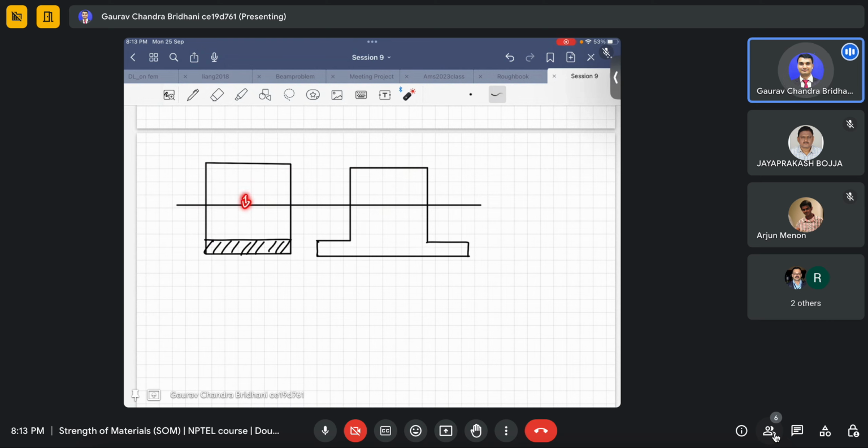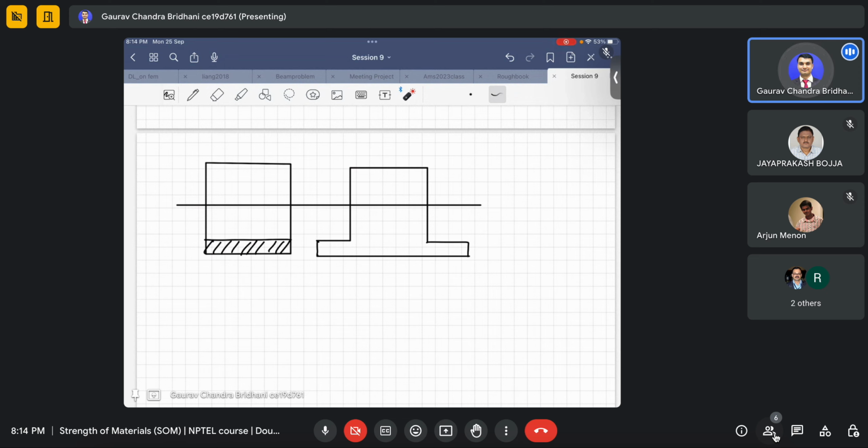That shift is allowed. But I am saying, if I am finding a neutral axis depth for this, and I am finding a neutral axis depth for the transformed section, then in the two cases it should remain the same, it should not change from here to there.